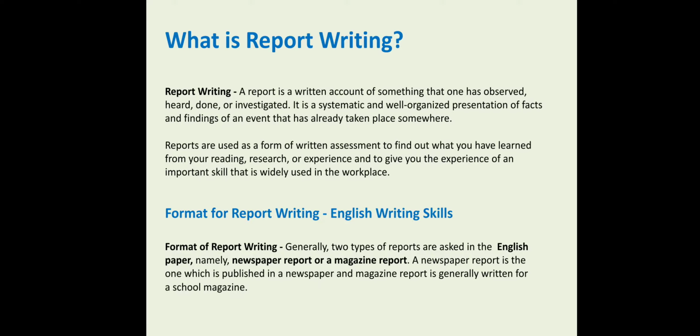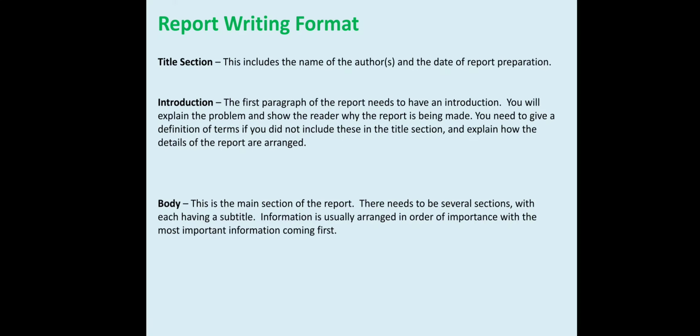There are two types of report. Newspaper report is the daily newspaper which you are reading. That news is known as a newspaper report. And for school magazine, sometimes in your school, the handbook of school is published. In that, you are completing all the events which took place in your school. So those reports are known as a school magazine report.